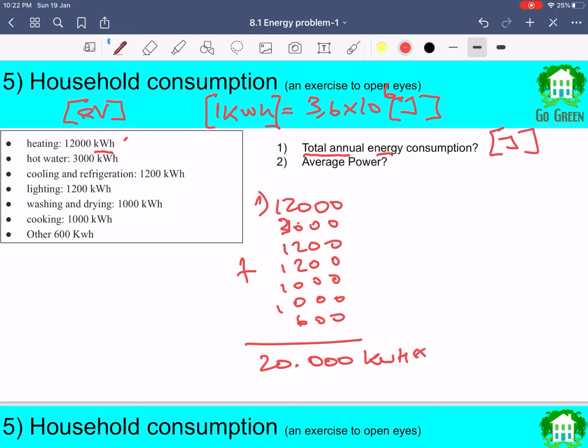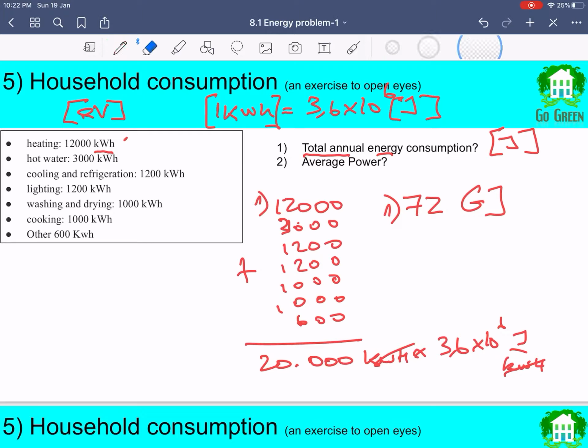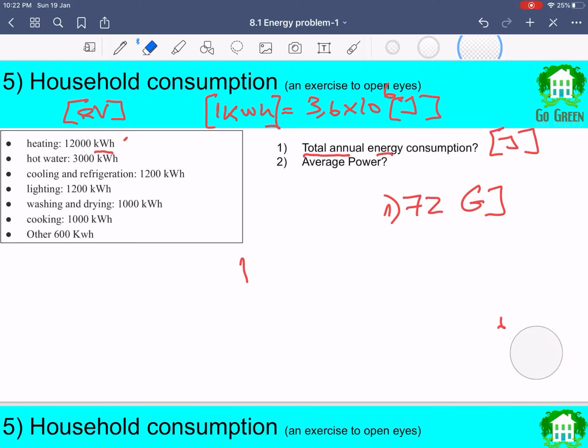Now suppose that we want to know the energy consumption in joules. So we have to multiply this by 3.6 times 10 to the 6 joules per kilowatt hour. So this and this cancel, and the result for the first question is 72 times 10 to the 9, that means gigajoules. All right, so that's the first problem, easy problem.